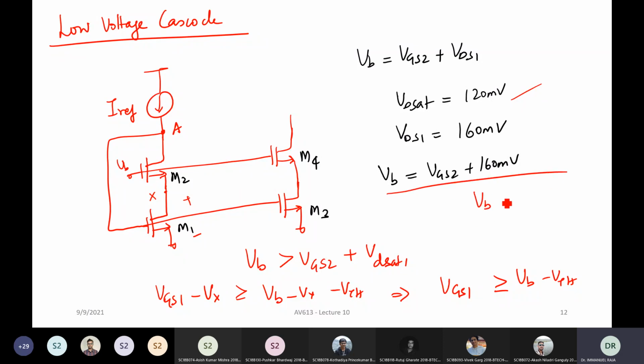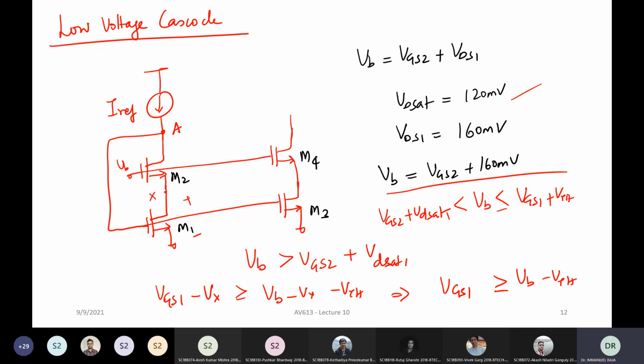So what is the lower bound? VB should be greater than VGS2 plus VD sat. On the other side, VB should be lesser than or equal to VGS1 minus VTH, which is nothing but VD sat of 2. Sorry, this is plus VGS1 plus VTH. Okay. Now this is the range over which VB can vary.